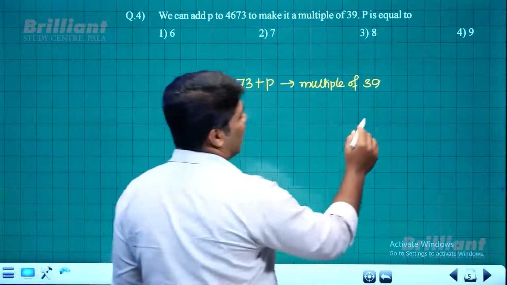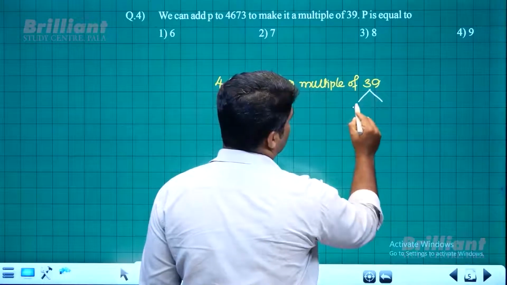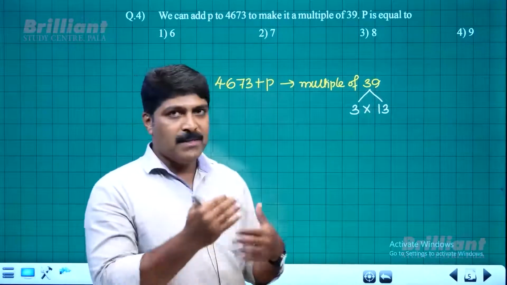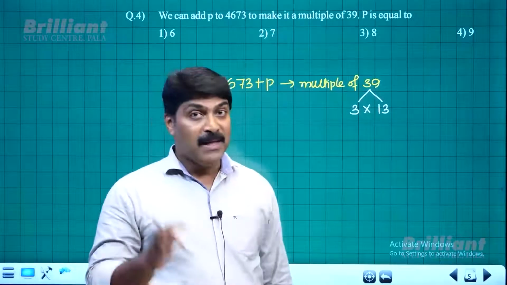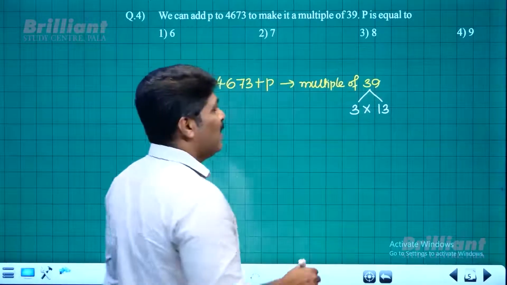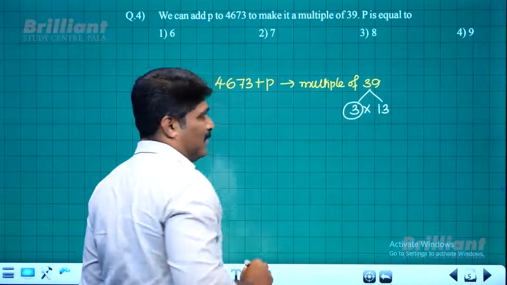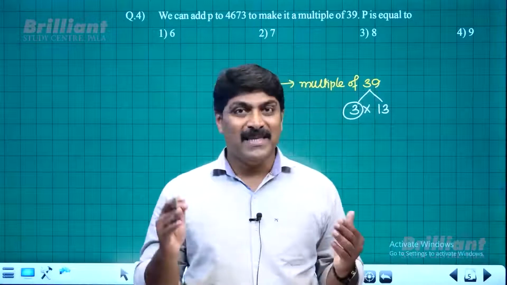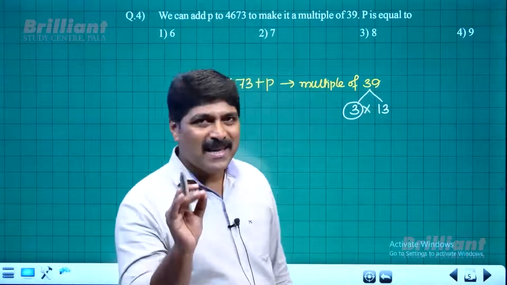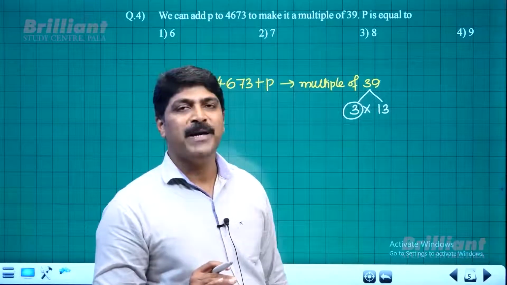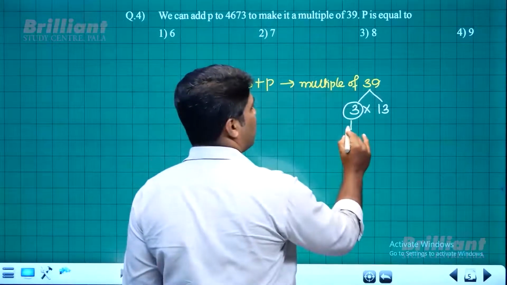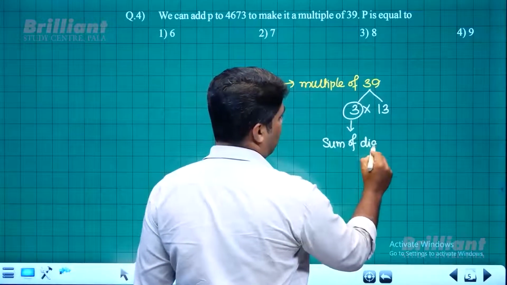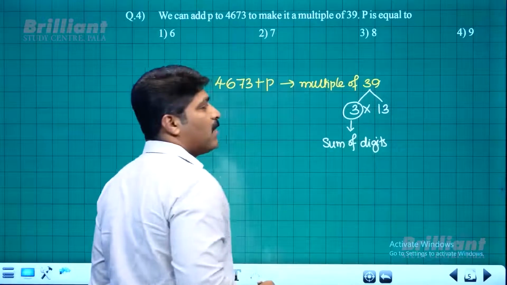Here 39, how is this 39 formed? This is 3 into 13. Got it? So if a number is a multiple of 39, basically that should be a multiple of 3. So how can we identify whether the given number is a multiple of 3? That is nothing but the sum of the digits should be a multiple of 3. So the divisibility rule for 3: the sum of digits should be divisible by 3.